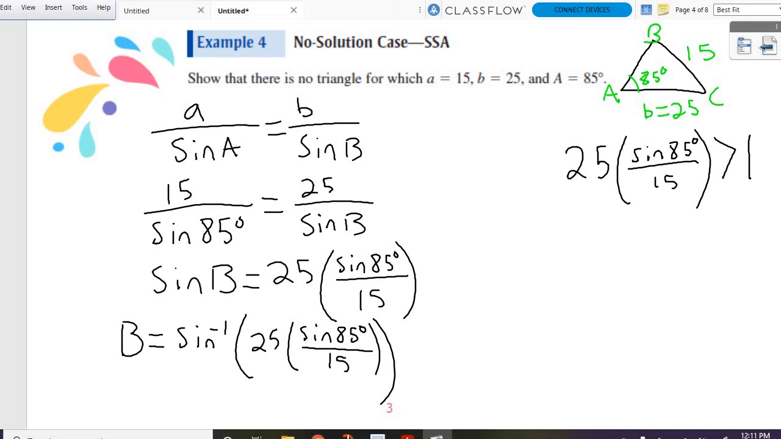So if we think about our graph of sine, remember our minimum is at -1 and our maximum is at 1. And for our sine inverse, we're working our way backwards. We're saying what angle gives me 1.6-ish, right? But if all of my sine values are in between -1 and 1, there's not an angle that's going to give me something that's 1.6. So we could say, therefore, there is no triangle.